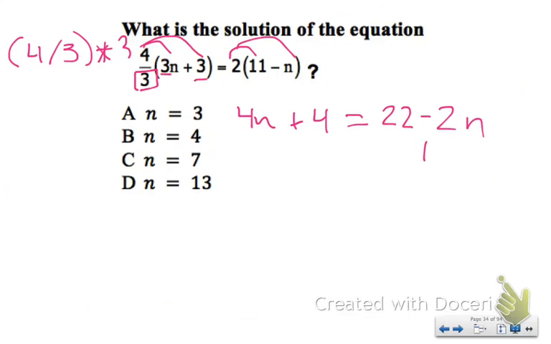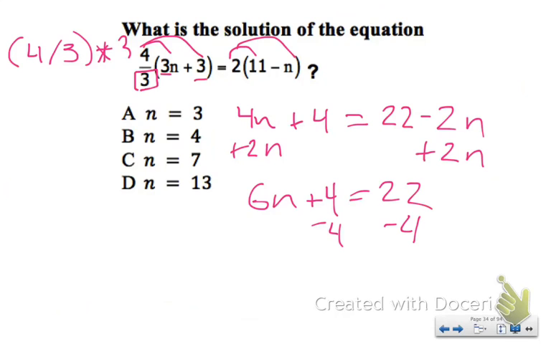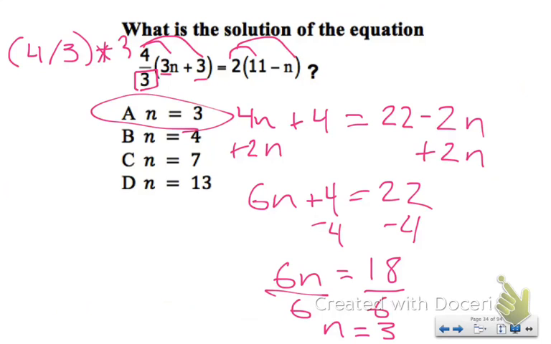Okay, now we want to get all the n's on the same side. So you get 6n plus 4 equals 22. Subtract 4, you get 6n equals 18. Divide by 6, and n equals 3. So it is A. And again, you could always plug that back in to make sure that it works and double check your solution.